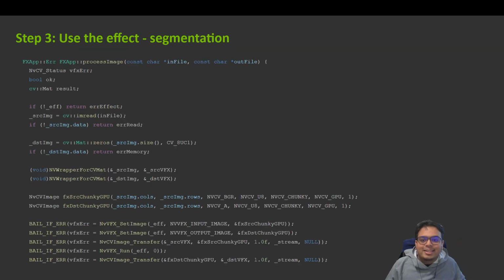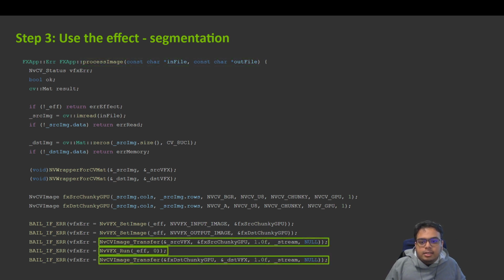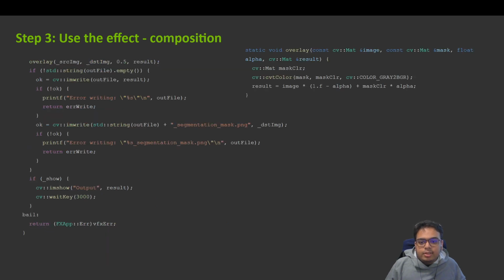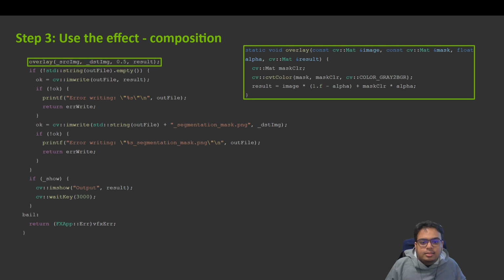Step 3. Finally, we can now proceed to use our effect. There are two main functions that we need to talk about here, the NVCV image transfer function and the NVVFX run function. The image transfer function is used to move the images, which in this case would be the frames of the selected media, from CPU memory to GPU memory and vice versa. The NVVFX run function, as the name suggests, runs the selected function, which in this case is AIGS. The NVVFX run function creates a foreground that then can be overlaid over any selected media. After that, we can write the output to file.